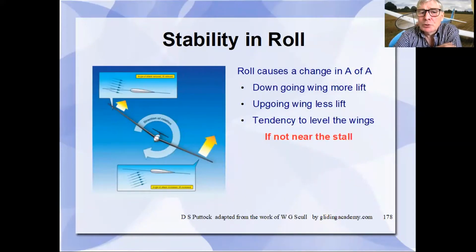Also, the actual act of rolling changes the angle of attack. The downgoing wing has, during the time it's going down, a higher angle of attack, and therefore it's going to generate more lift, whereas the upgoing wing is generating less lift. This combination has a tendency to level the wings again, or if it's left to its own devices, it wants to do that. But of course this will only work if you're not near the stall. If you're near the stall, then the downgoing wing may have a sufficiently high angle of attack to actually stall.